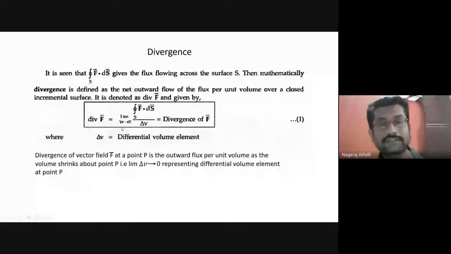Hope this divergence is getting clear to you. The concept is clear here. Divergence concept is clear to you all? What is meant by divergence? Yes, sir. Okay.